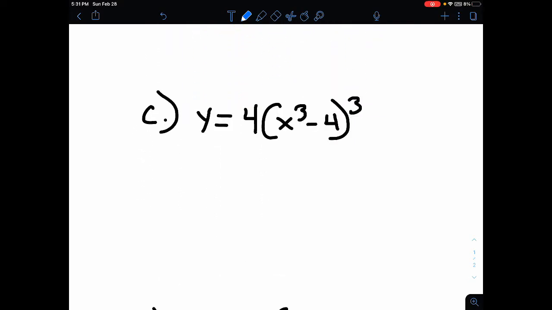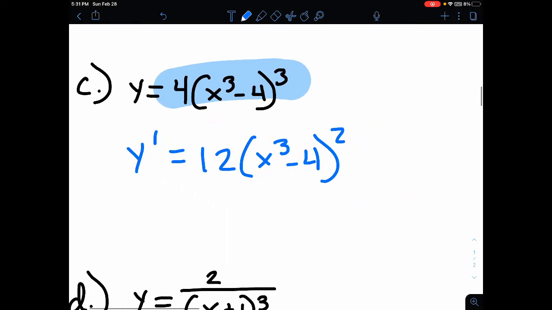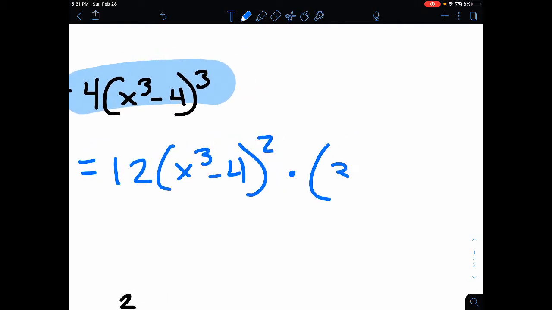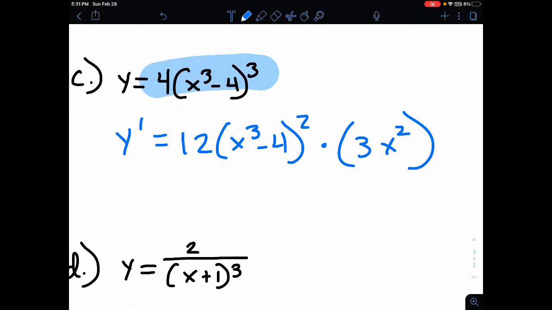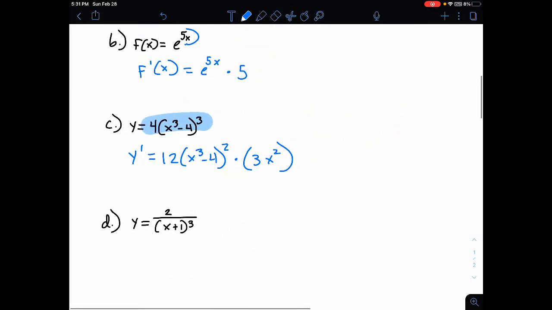Okay, for this next problem, you do the derivative of the outermost part that we see here, so this whole thing together, 12, and then you leave the inside. I just did the power property, and then I do the derivative of the inside of the function, 3x squared, and that is it. You could distribute that all out and get a more simplified answer, but that is basically how you do it.